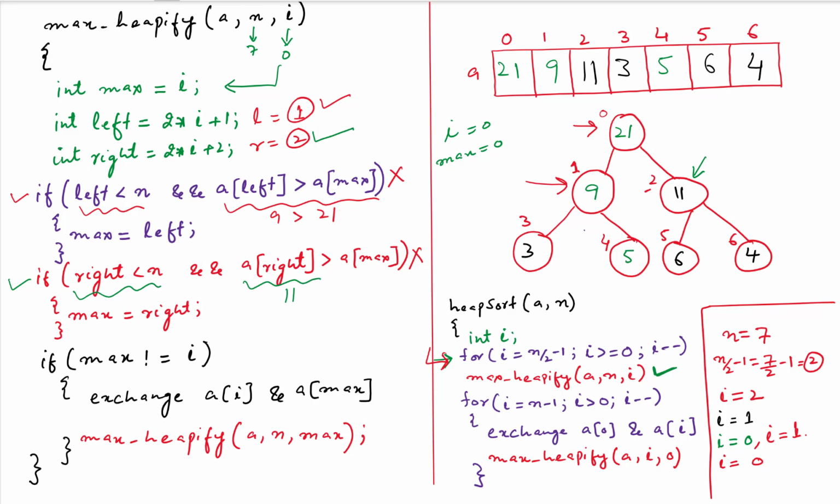Is 11 greater than a of max? A of max means 21. No, this is not true. So this will also not work, and we will come down to this position. If max is not equal to I, but max is equal to I, they both have the same value, so this is also not true, and these two statements will not work.